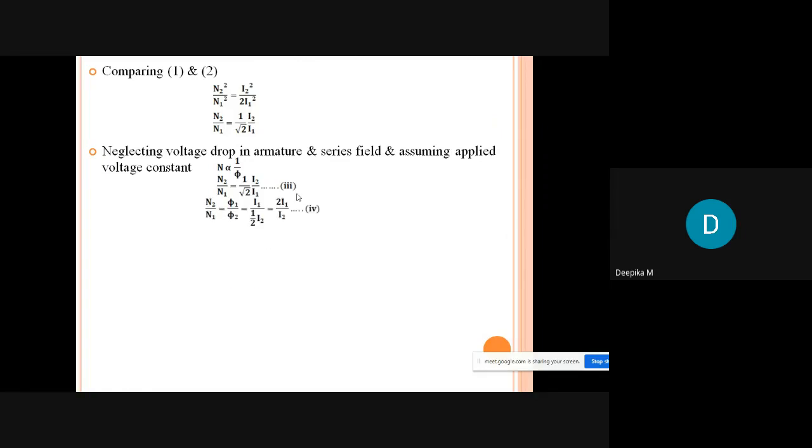Next, let us equate these two equations. N2 by N1 is equal to phi 1 by phi 2, because it is an inverse relationship, hence we have written it this way. Phi 1 is nothing but I1 and phi 2 is nothing but 1 by 2 times I2, hence this will become 2 I1 by I2. Next, let us compare equations 3 and 4. Hence, we get 1 by root 2 into I2 by I1 equal to 2 I1 by I2.